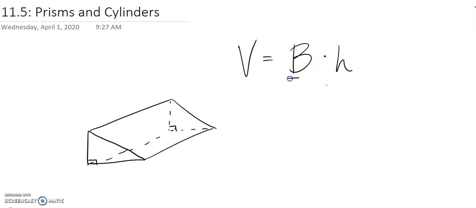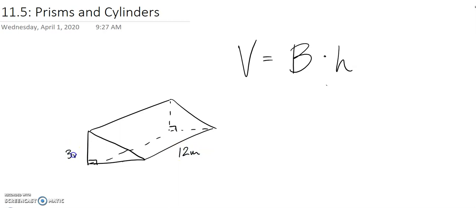Now the area of the base is obviously going to change from prism to cylinder and whatever you're working with there, because the base is always going to be a different shape. So it could be a triangle, it could be a rectangle, it could be a circle, whatever you're working with. You're going to have to choose the correct formula for finding the area of that base. And the height is the distance between the planes containing the bases. So in this case, the height of this prism would be 12 meters.